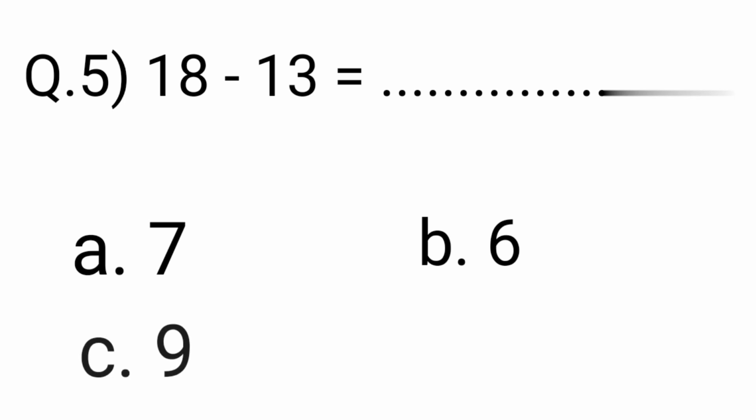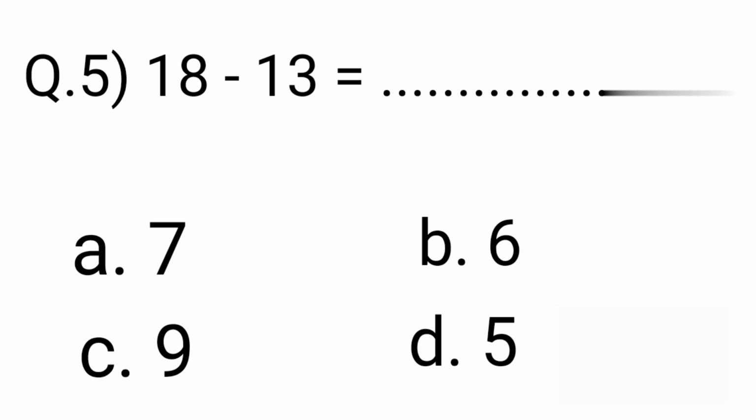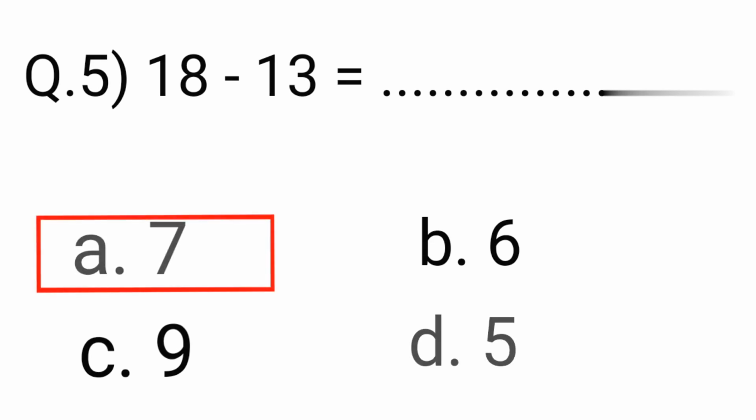Question number 5. 18 minus 13 is equal to option A 7, option B 6, option C 9, option D 5. The correct answer is option A 7.